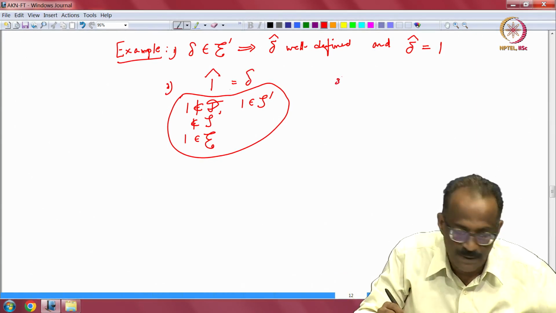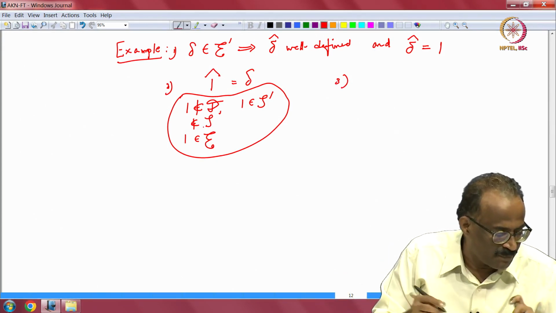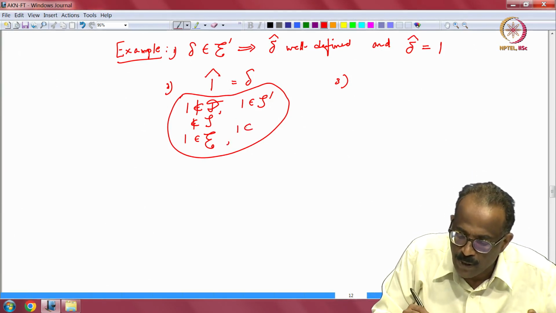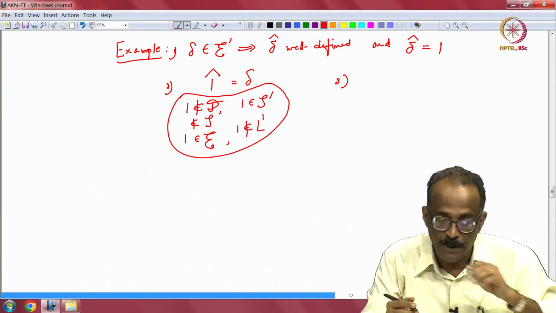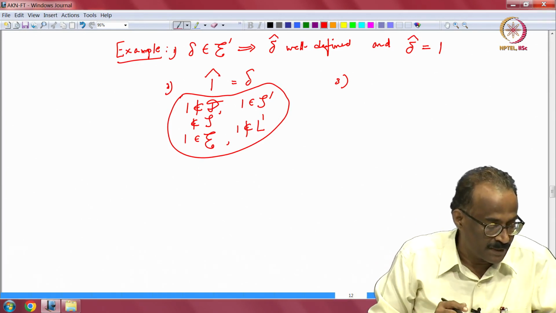And one more example, maybe I will compute here. So, 1 is not in zeta and 1 is also not in L1. Of course, 1 is not in L1. These are all functions. So, you are not in any LP for that matter, but as a tempered distribution you can define it, and your 1 hat is in T.